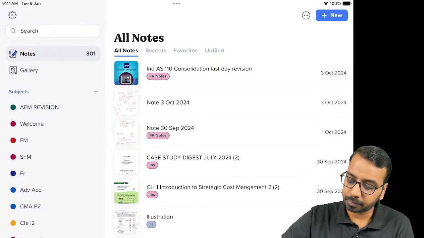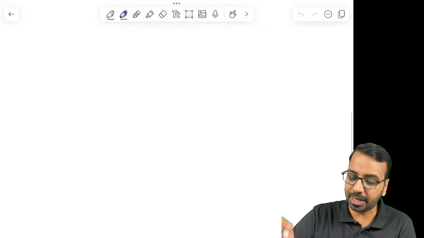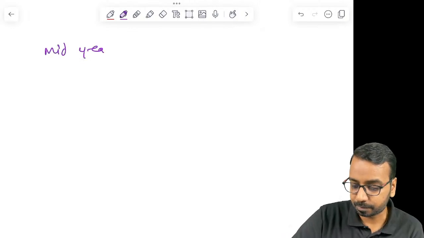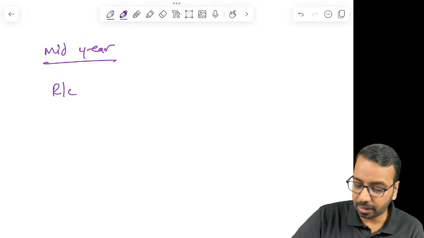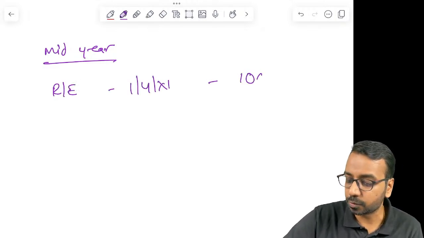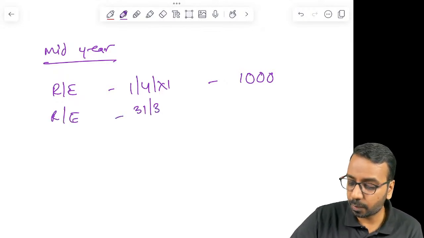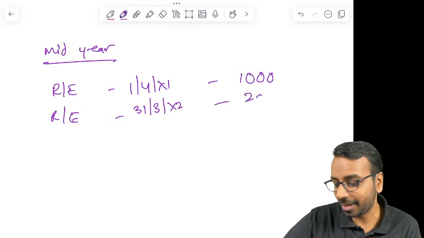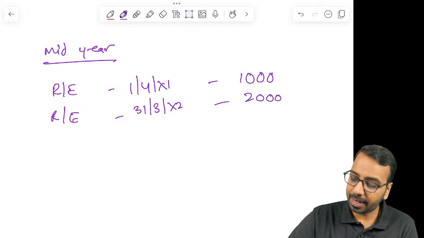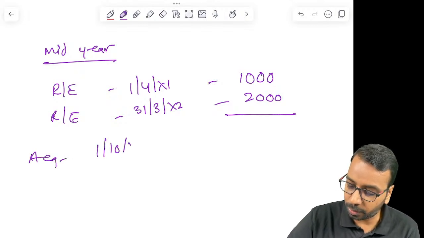So if there is any mid-year acquisition, let us say retained earnings on 1st of April of year 1 is 1000. Retained earnings on 31st of March of year 2 is, let us say, 2000. Right, and acquisition date is 1st of October of year 1.